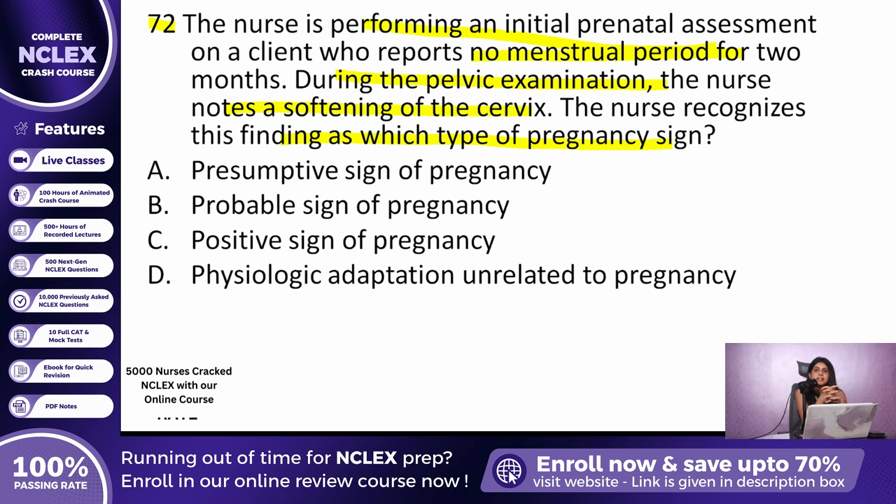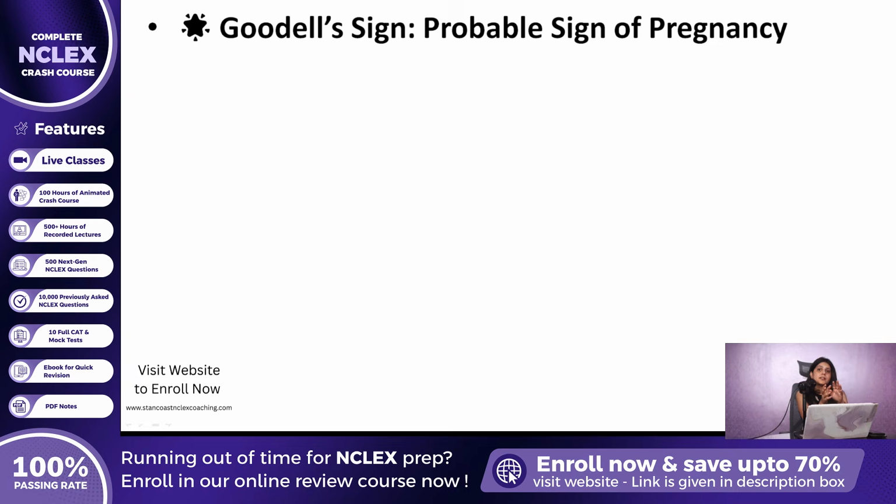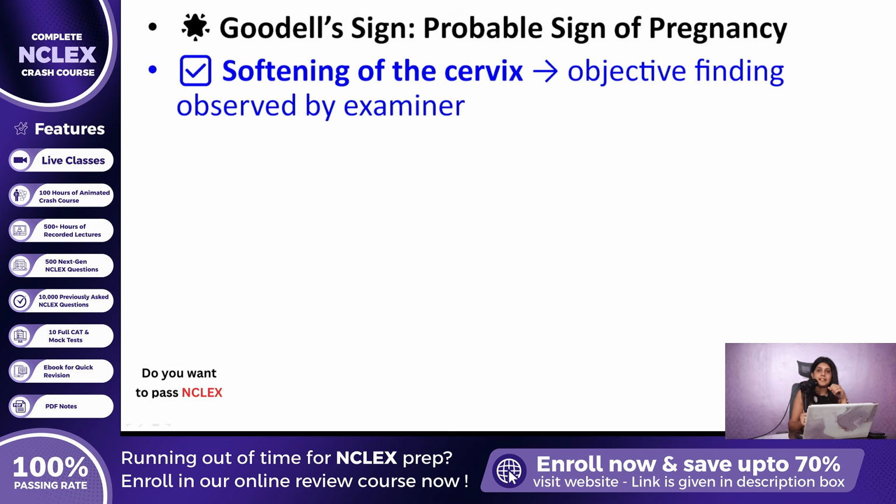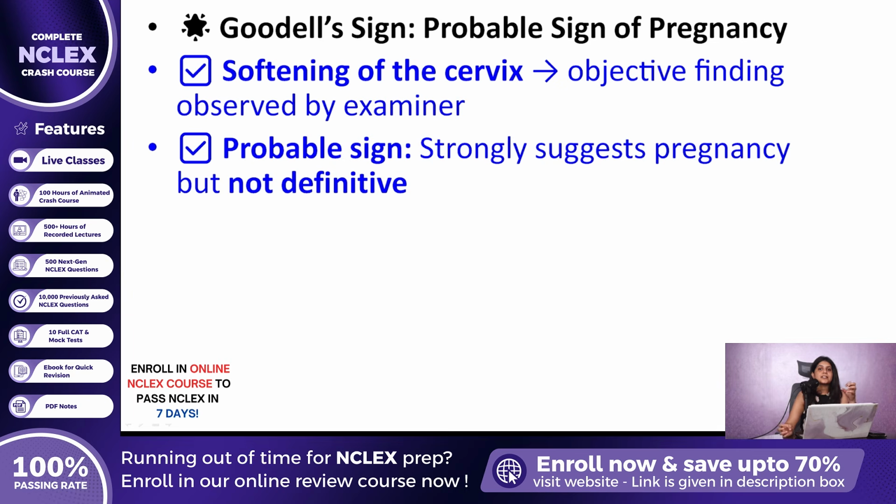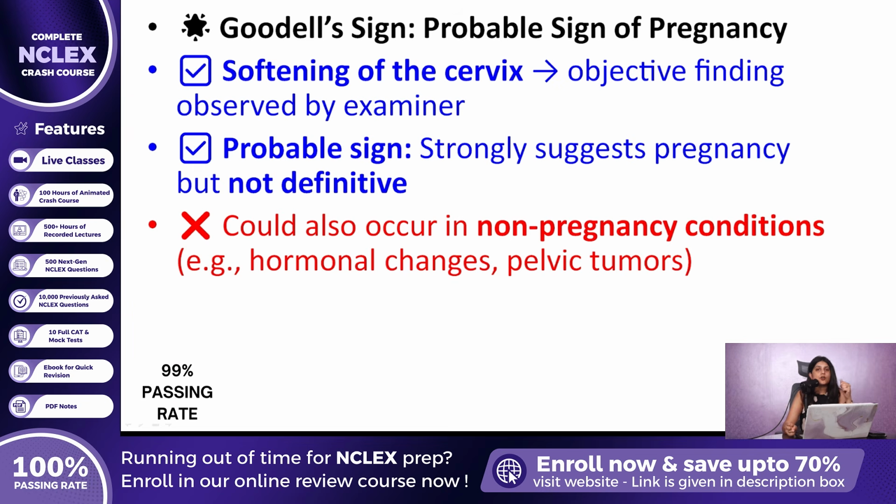B is correct because a softening of the cervix, known as Goodell's sign, is a probable sign of pregnancy. Probable signs are objective findings that are observed by the examiner and strongly suggest pregnancy. But they are not definitive because they could also occur in conditions unrelated to pregnancy, such as hormonal changes or pelvic tumors.